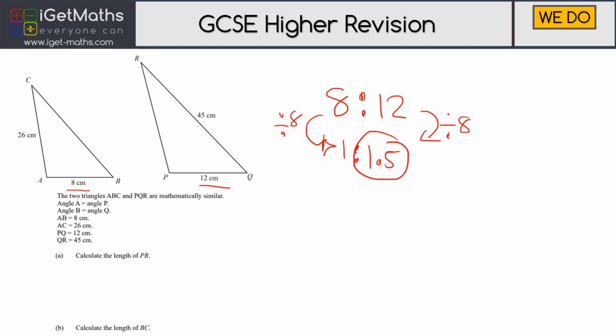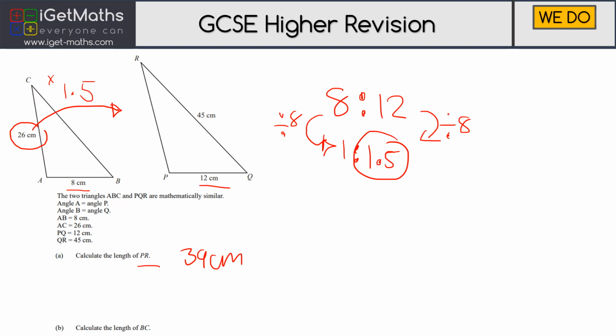So now we're going to calculate the length of PR. So the corresponding side is AC. So we're going to go 26. And remember, when you go from a small shape to a larger shape, you times by the scale factor. So we're going to do 26 times 1.5. That will give you 39 centimeters for PR.